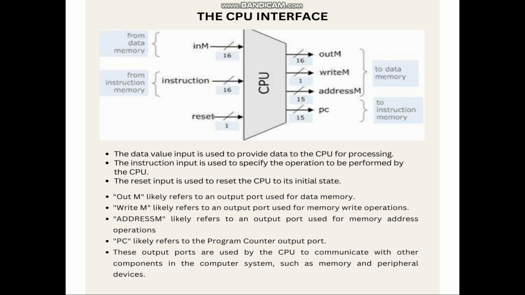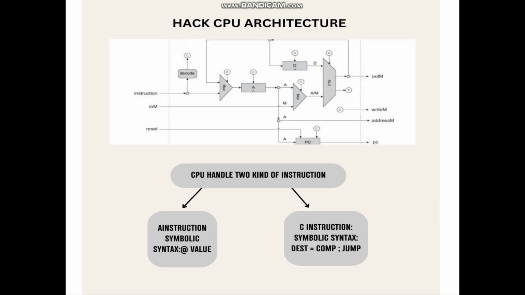First, we have outM, which refers to data memory, and the second one, writeM, the memory write operation. The third is likely for the memory address, addressM. And the fourth one is PC, which stands for program counter, and refers to the program counter output port. These output ports are used by the CPU to communicate with other components in the computer system, such as memory and peripheral devices. Moving on to the next slide, we have the Hack CPU architecture.